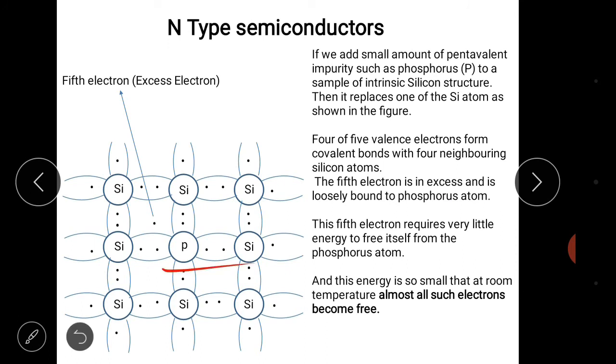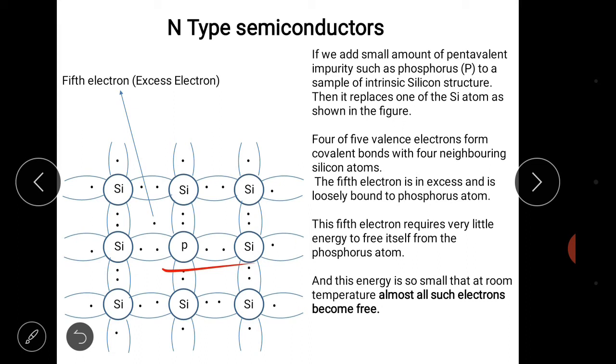Now start with the N-type semiconductors. If we add a small amount of pentavalent impurity such as phosphorus to a sample of intrinsic silicon structure as shown in the below diagram, then it replaces one of the silicon atoms as shown in the figure. In the figure we see in between there is a phosphorus atom and silicon atoms are surrounding it. 4 of 5 valence electrons of phosphorus form covalent bonds with 4 neighboring silicon atoms.